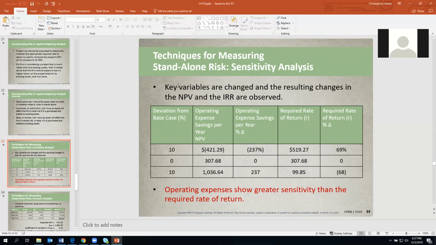Techniques for measuring standalone risk. Key variables are changed and the resulting changes in the NPV and IRR are observed. So deviation from base case, percent. So if it's a 10% change, operating expense savings per year, net present value is negative 421. Operating expenses per year percent change is negative 237%. Required rate of return. This is not supposed to be dollar sign. These are percentages here.